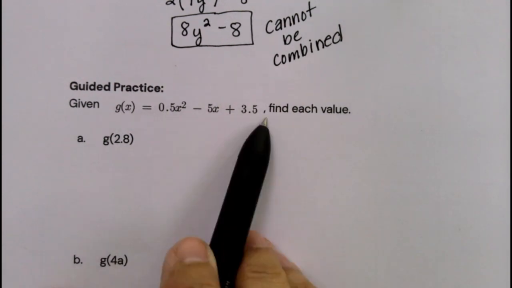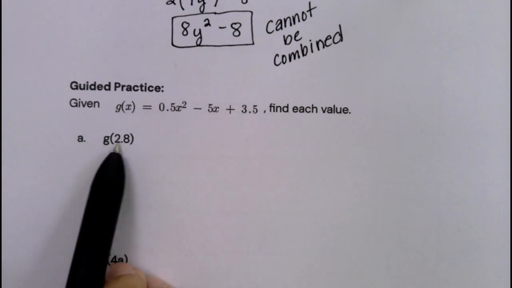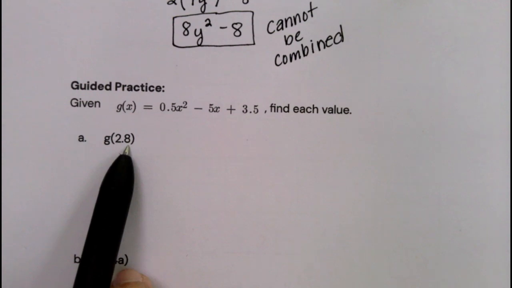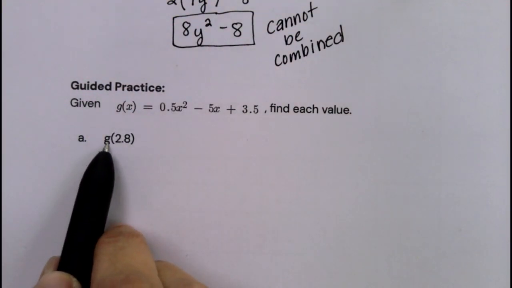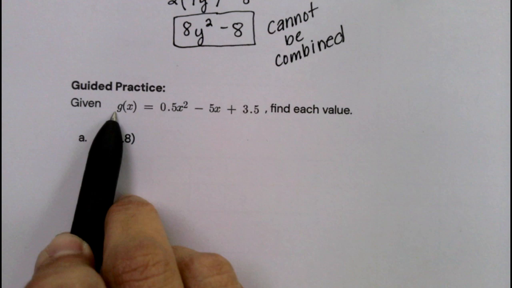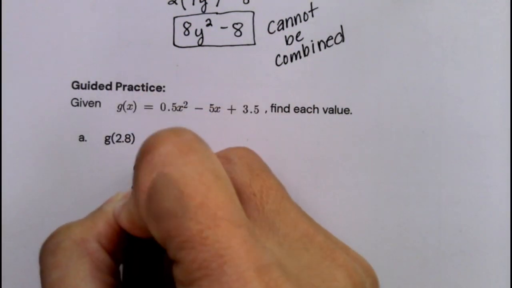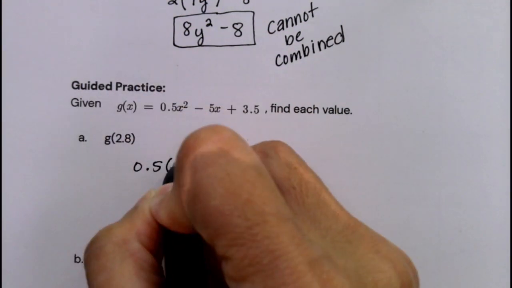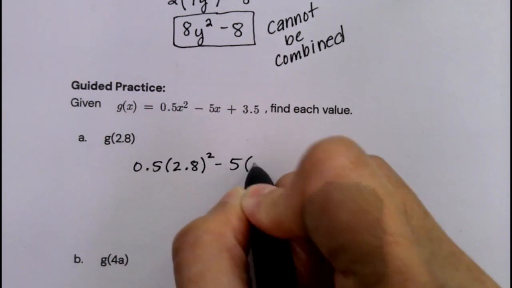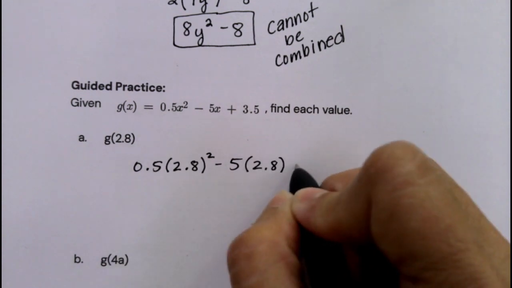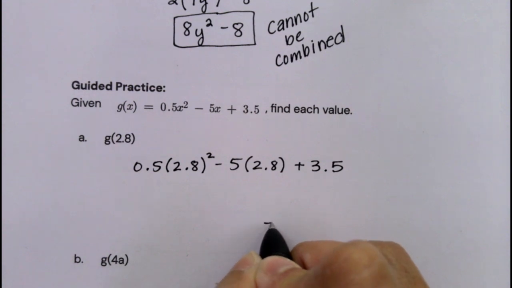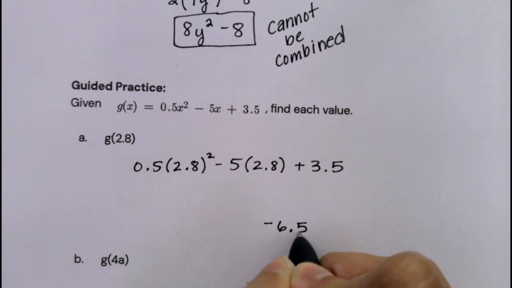All right, on this last part, what will we do with the 2.8? Plug it in for x. So now we're talking about the g equation, which is right here. So I would plug that in for x. Now, instead of going through this one, I'm going to tell you that this one gives us negative 6.58.